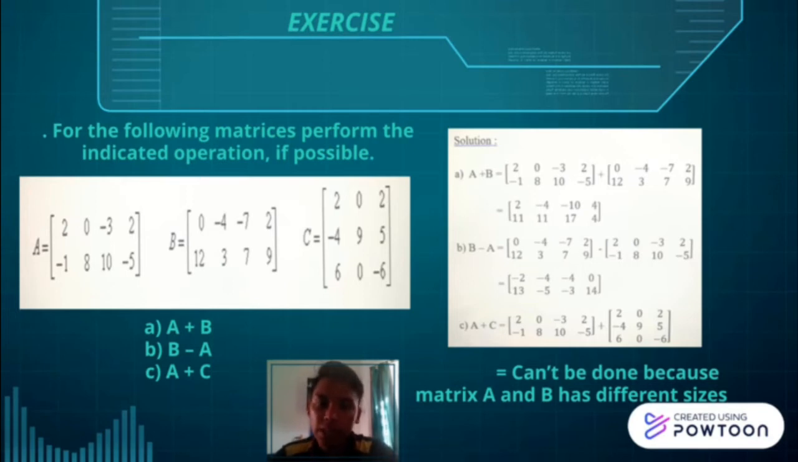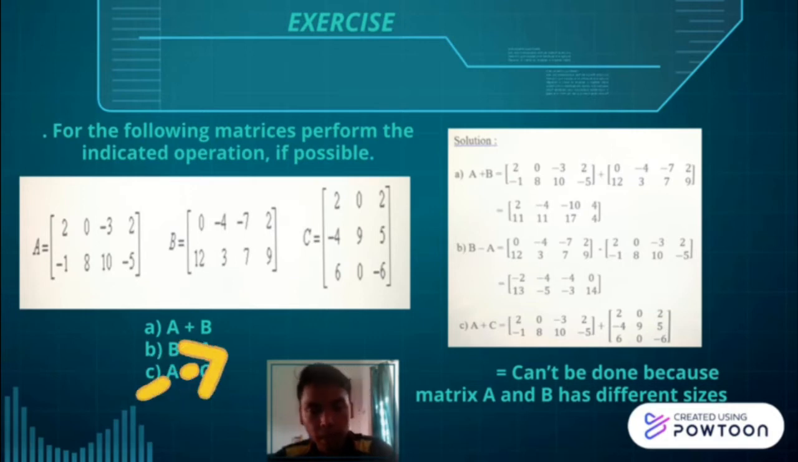Okay, for the following matrices, perform the indicated operation if possible. We are given 3 matrices, which are A, B, and C. Okay, let's do the questions that we are asked. A plus B. First we put the A matrix and then the operation plus and the B matrix. So we can just add it as usual. Then we can get the answer.